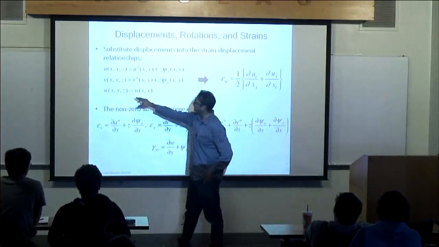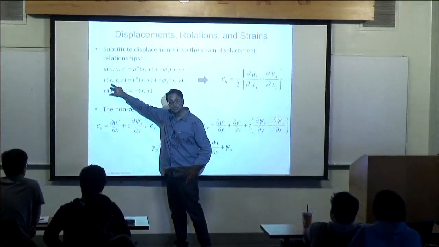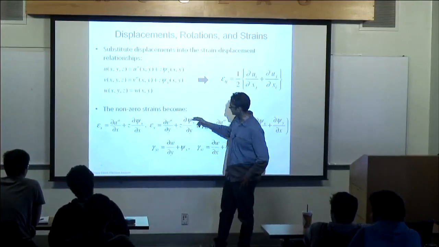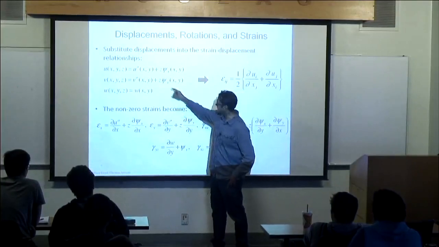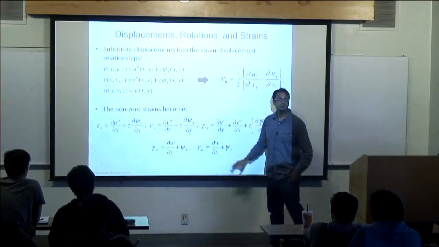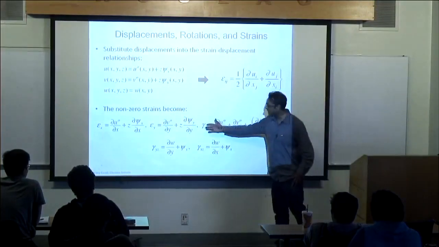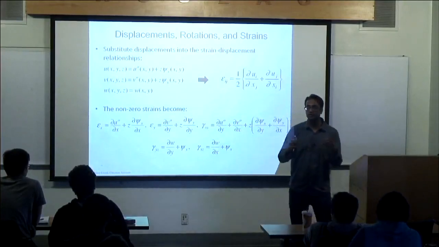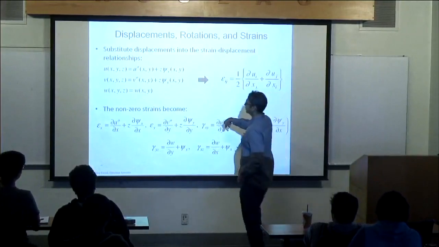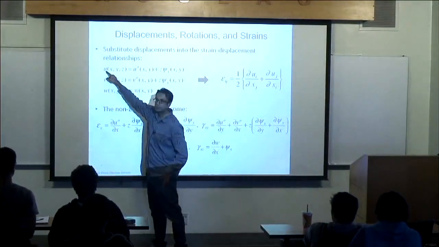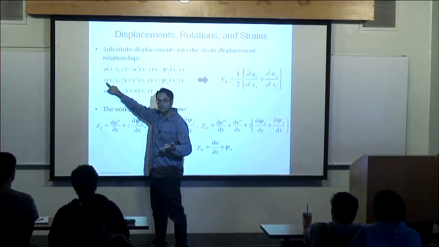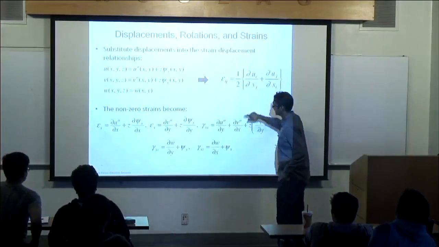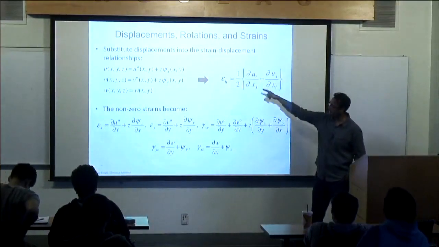Epsilon y now can be calculated as well. It's derivative of v respect to y. That gives you derivative of v-naught respect to y plus z derivative of Cy. That's that one right there. See that? Let's look at the shear strain, the in-plane shear strain of that plate. The in-plane shear strain is basically the derivative of u respect to y plus the derivative of v respect to x. That is the formula, and there's a general formula for that. So this is what you get when you calculate it yourself.